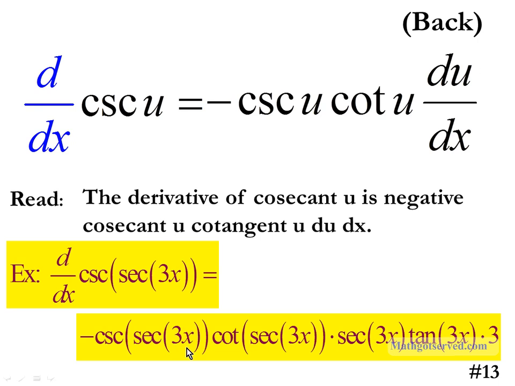So in this case, u is 3x, so we have secant u right here, tan u, and we'll finally multiply it by the derivative of the innermost function, which is 3x. The derivative of 3x is 3. So this expression right here is the derivative of cosecant of secant of 3x. We're applying three rules basically in determining the value of the derivative of this expression.